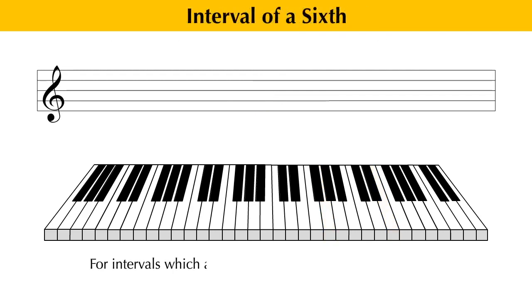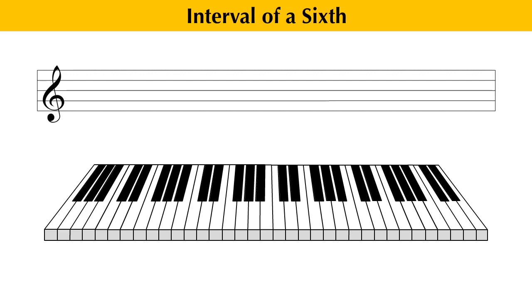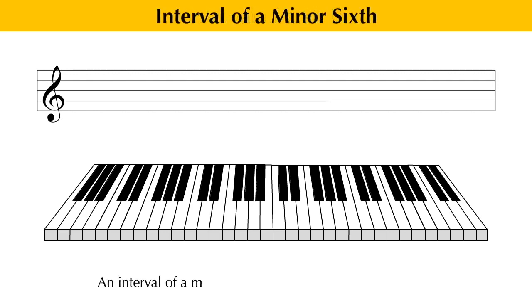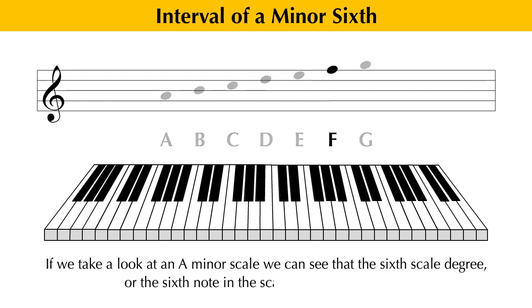And finally, a whole step above the note D is the note E. For certain intervals which are separated by a large amount of steps, such as minor and major sixth, rather than having to count 8 consecutive half steps, using the scale as we had for the previous intervals might be a more practical solution. For example, we recently learned that an interval of a minor sixth above the note A is the note F. If we take a look at an A minor scale, we can see that the 6th scale degree, or the 6th note in the scale, is in fact the note F.